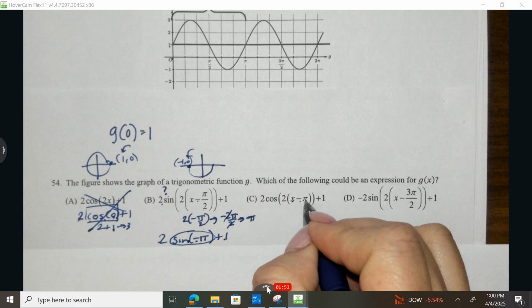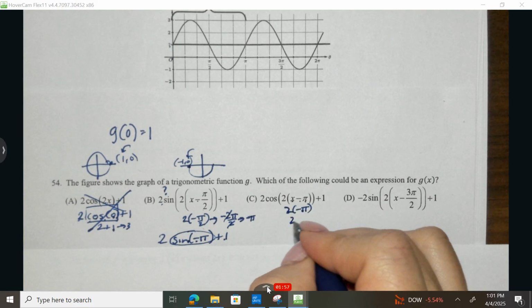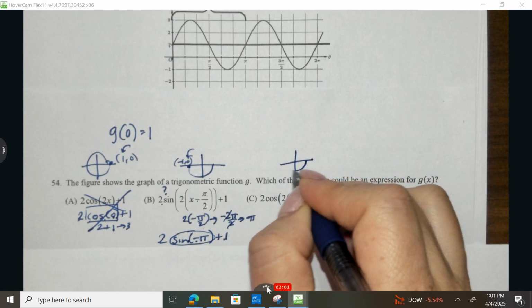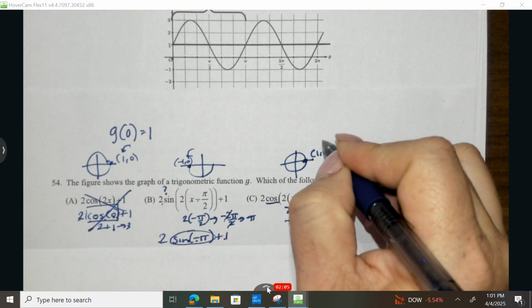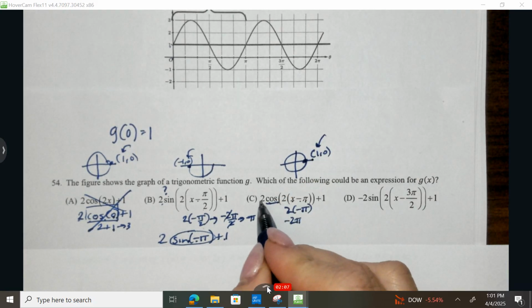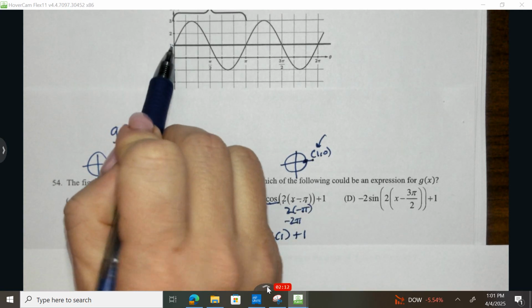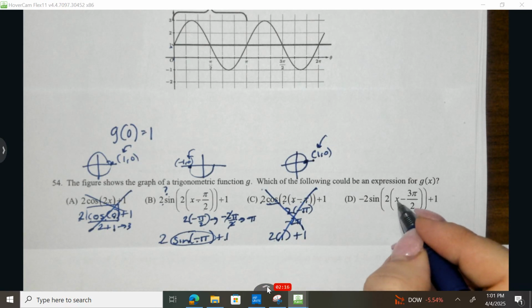Let's go to the next one. 0 minus pi would be negative pi, and 2 times negative pi is negative 2 pi. Okay, so negative 2 pi, we have to reverse, and that's 1 revolution. We're stopping right here at 1, 0. I want to know what is the cosine. The cosine is 1. 2 times 1 is 2. 2 plus 1 is 3. I want 1, not 3.